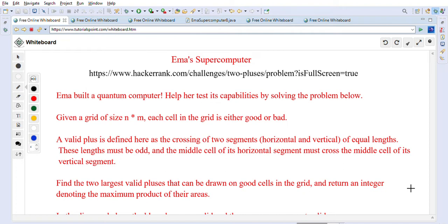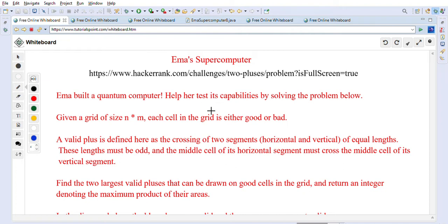So let us start with this problem, IMA's supercomputer. I have already given you the link of this HackerRank challenge. I'll also add this link into the video description. So IMA built a computer, a quantum computer. Help her test its capabilities by solving the problem below.